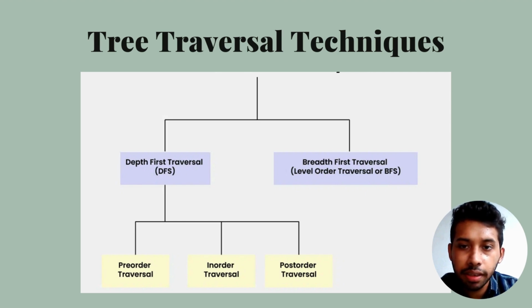Depending on the order in which we visit the nodes, we have different types of traversals. First one is depth-first traversals. Examples are Preorder, Inorder, and Postorder traversals. Second one is breadth-first traversal.